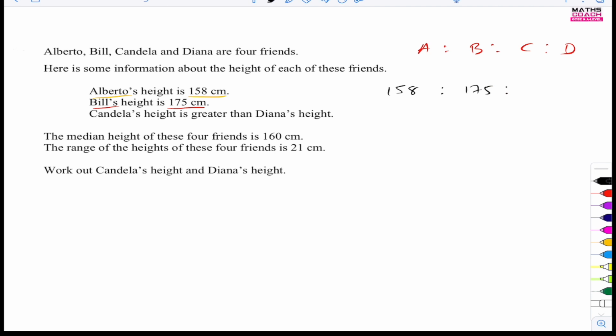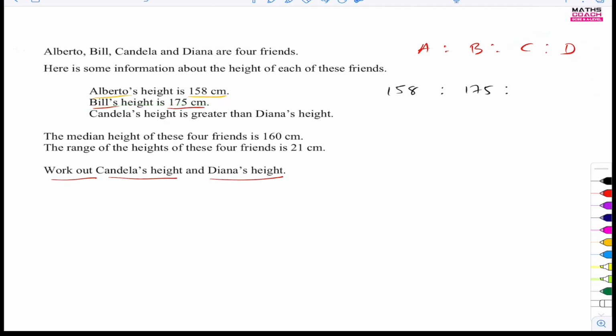We have the height. My mission, I'm just going to quickly skip to the end, just in case you're wondering what I'm doing here. So my mission is to work out Candela's height and Diana's height. So these two, I need to work out what their heights will be. That's my mission. But anyway, let's go back to this.